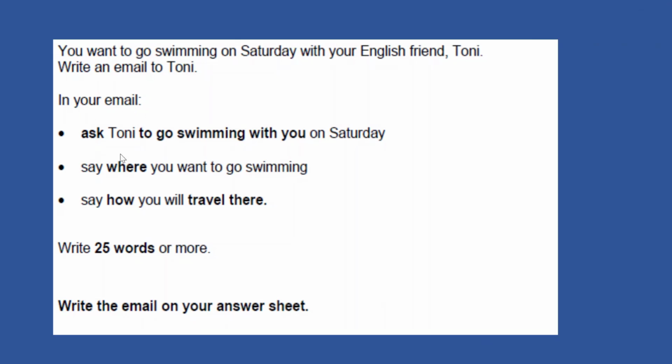In your email, you ask Tony to go swimming with you on Saturday, and you say where you want to go swimming, and say how you will travel there. Write 25 words or more. There is no maximum number of words. Write the email on your answer sheet. So they are going to write an email to Tony in which they ask him to go swimming with them on Saturday, and they choose a place and they suggest how they will travel there.